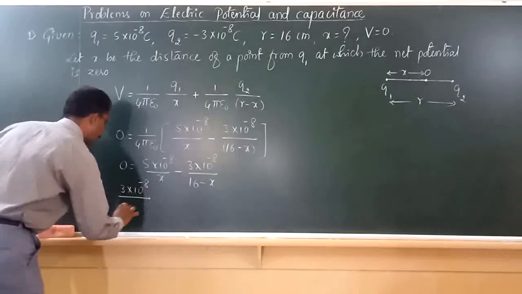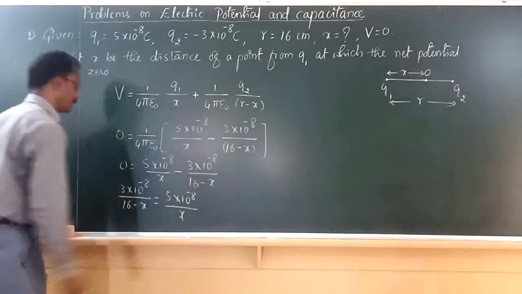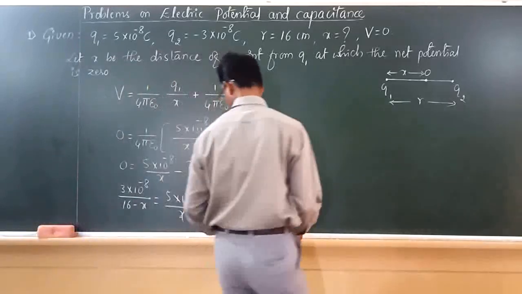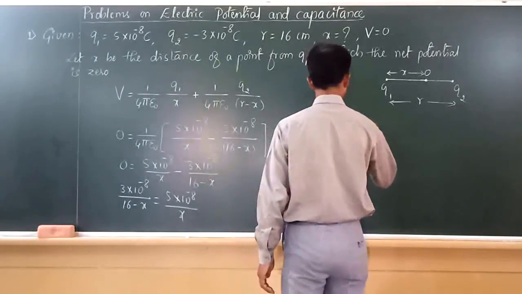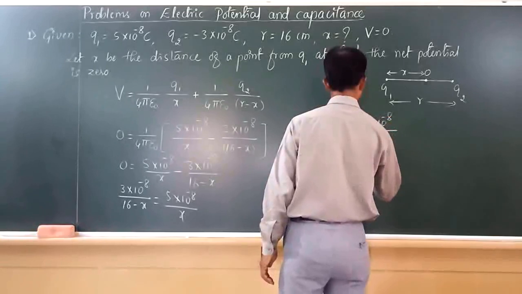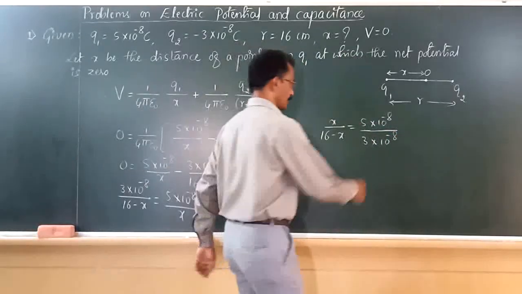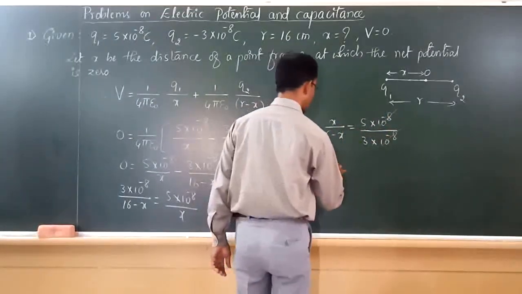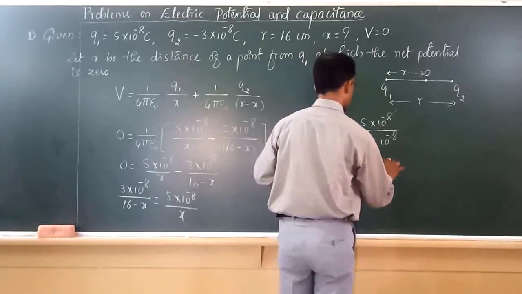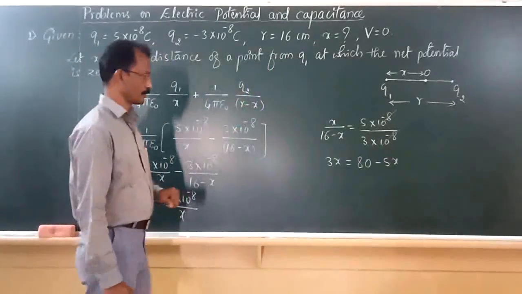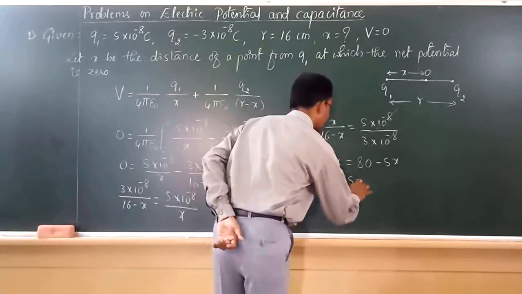Taking it to the other side, 3 into 10 raised to minus 8 divided by 16 minus x is equal to 5 into 10 raised to minus 8 divided by x. Cross multiply: x divided by 16 minus x is equal to 5 into 10 raised to minus 8 divided by 3 into 10 raised to minus 8. The 10 raised to minus 8 cancels. Cross multiply again: 3x is equal to 5 into 16 minus 5x. So 3x plus 5x is equal to 80.